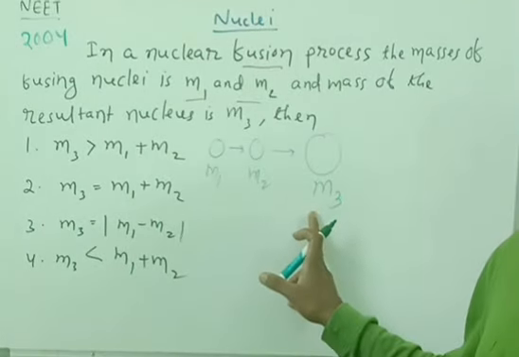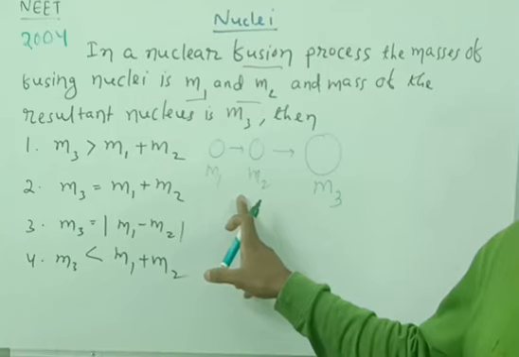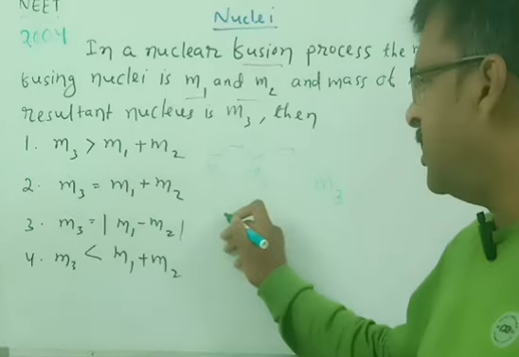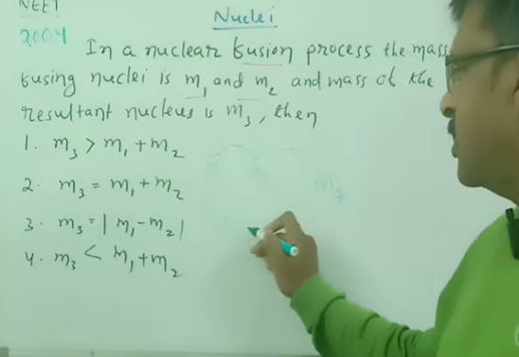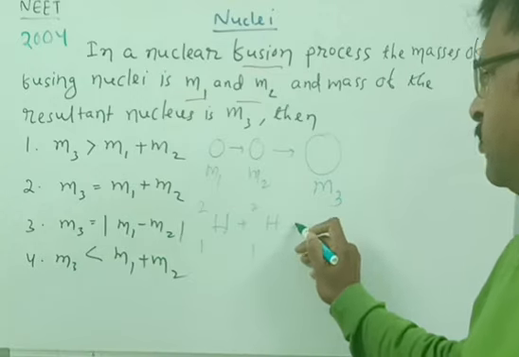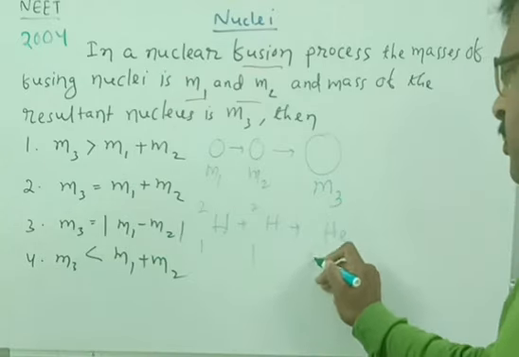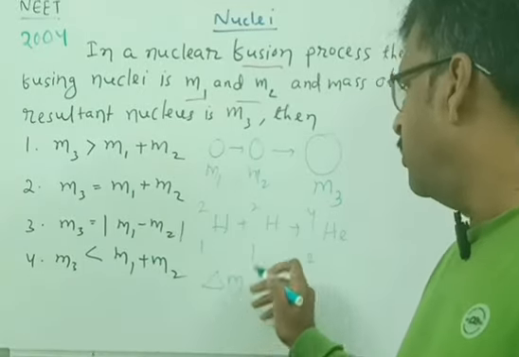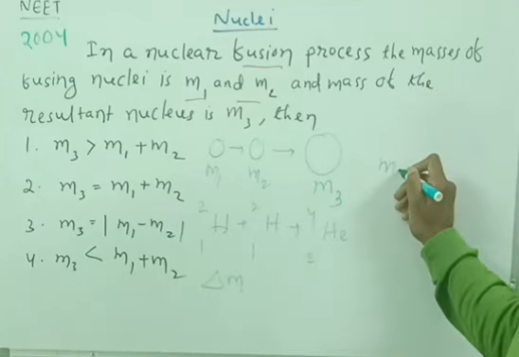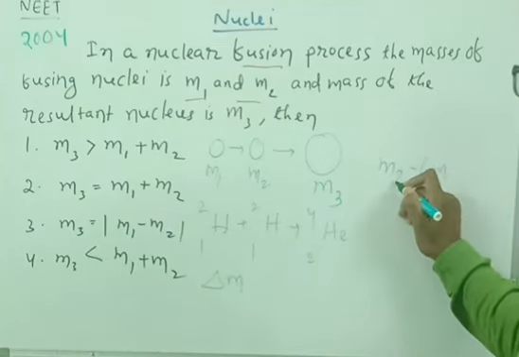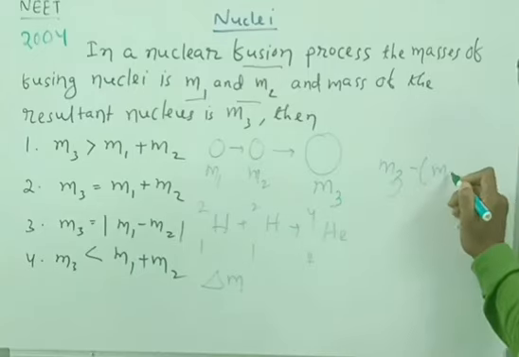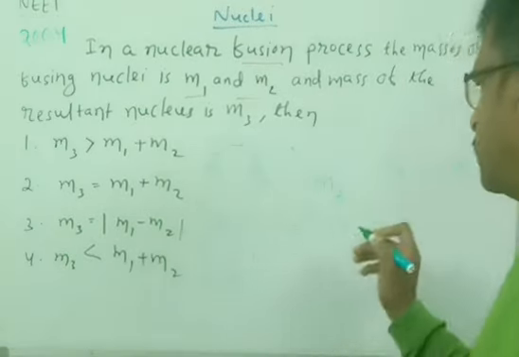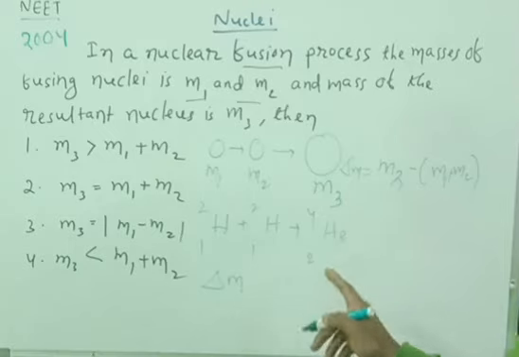So student, we have studied in the theoretical portion of the nuclear fusion process that the mass of the resultant nucleus is always less than the mass of the parent nuclei, the combining nuclei. We have studied, for example, that hydrogen 1 2 and another hydrogen 1 2 combine to form helium 2 4. The difference in mass, delta m, that is M3 minus (M1 plus M2), the mass of the resultant nucleus minus the mass of the fusing nuclei, is called delta m, that is the mass defect.